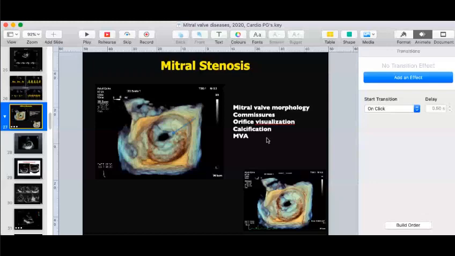So otherwise, generally 3D for MVA is not really required. So just bringing in briefly what the role of 3D is as far as mitral stenosis is concerned.